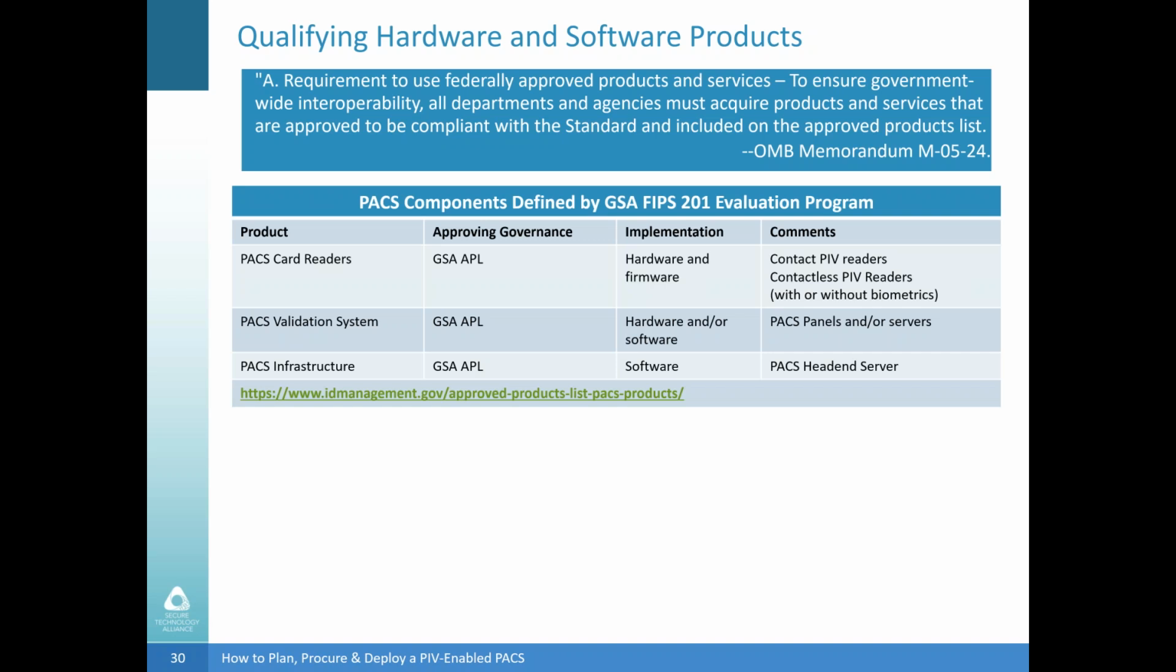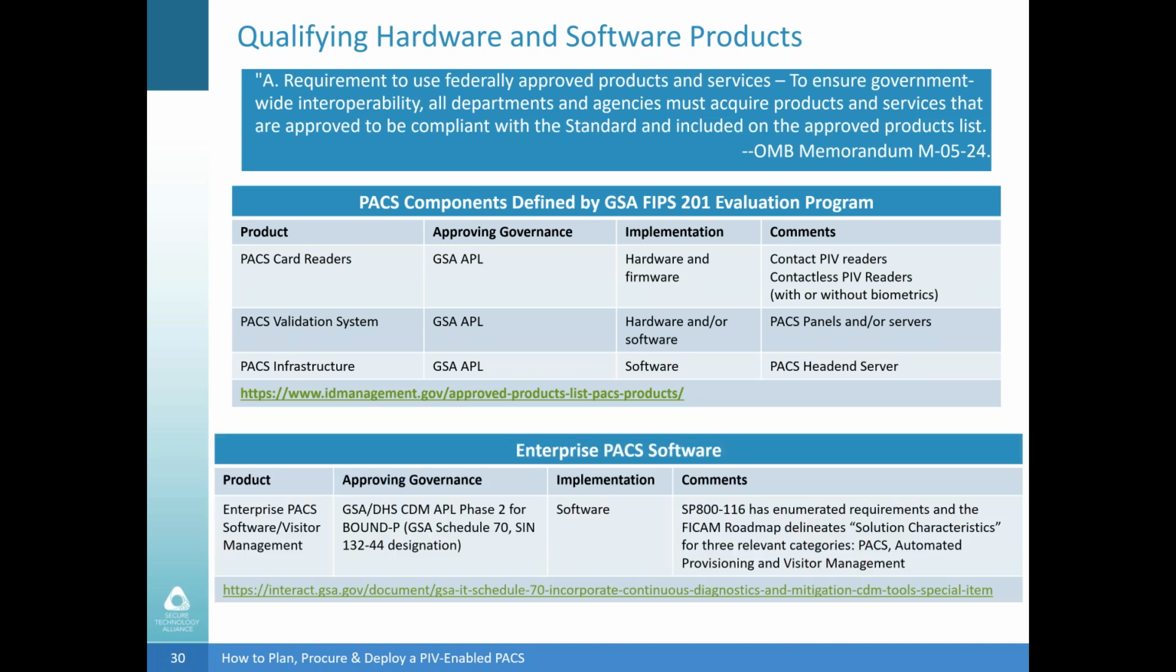For PACS, you're going to find that at the idmanagement.gov site. Mike talked earlier about the readers, the validation and infrastructure. Every combination of compliant and proven, tested system is listed on that website. So we would certainly urge you to make sure that any award you make would be PACS equipment coming out of that website. Enterprise PACS software is a little bit trickier, perhaps.